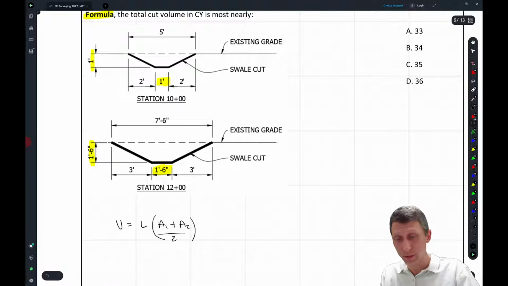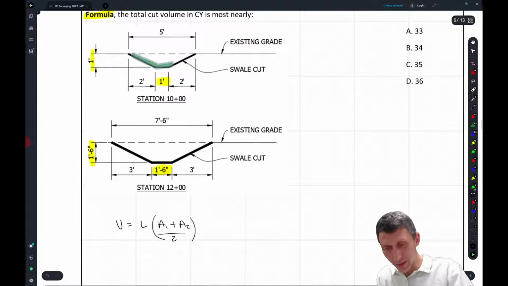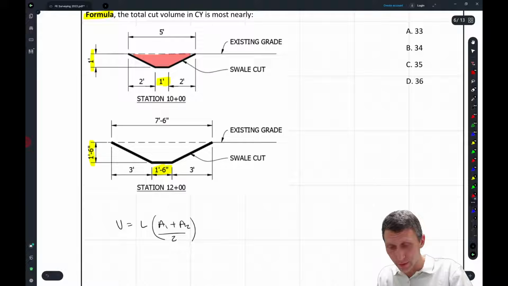And what we're going to do here is mark this area. This is our cut. I'll make it red because cut is often red and fill is often green. So this is our cut here, and we're going to have another cut here. And we have to find essentially these areas.